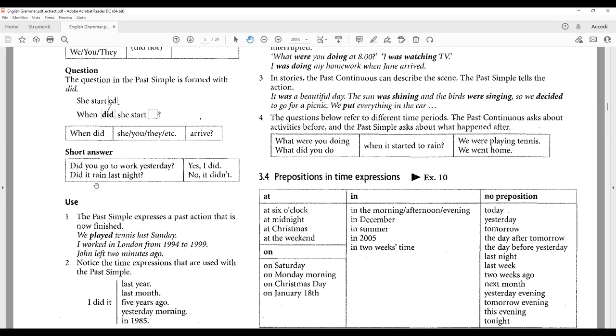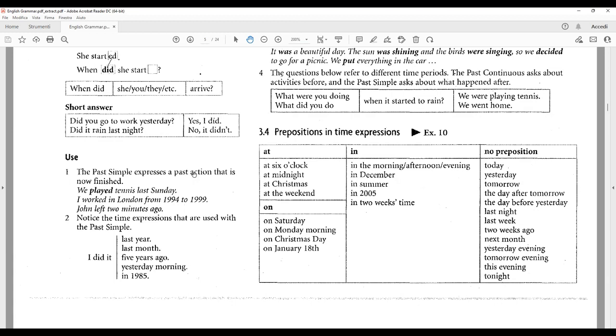Short answers. Did you go to work yesterday? Did you go? Did, passato. Question. Did you go to work yesterday? Sei andato, sei andata al lavoro ieri? Yes, I did. Quindi non si ripete tutto, yes, I did, o yes, I went to work. Non ce n'è bisogno. Did you go to work yesterday? Yes, I did. Did, ping pong. Did it rain? Did it rain last night? No, it didn't.